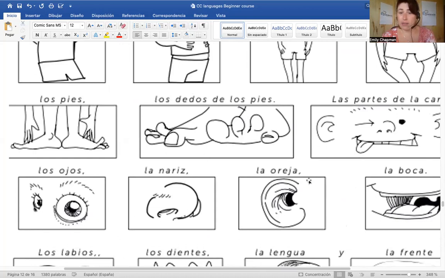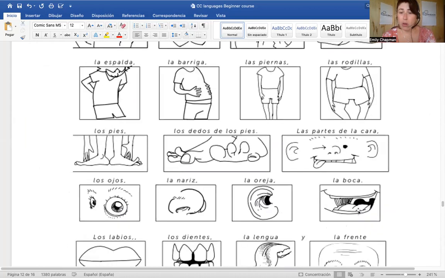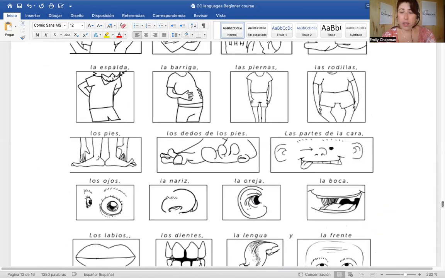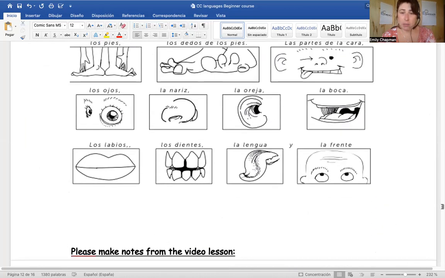La oreja, ear. La boca, mouth. Los labios, lips. Los dientes, teeth. La lengua, tongue, and forehead would be la frente.